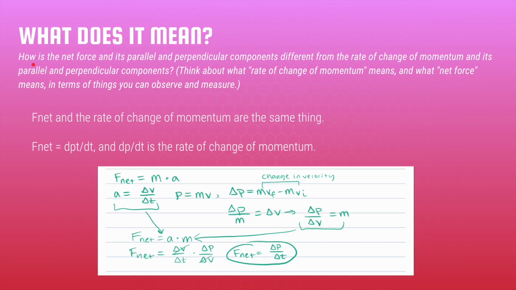So, what does it mean? How is the net force in its parallel and perpendicular components different from the rate of change of momentum in its parallel and perpendicular components? So actually, F net and the rate of change of momentum are the exact same thing. Here you can see the derivation of F net. You take acceleration, delta V over delta T, you derive delta P, which is just final minus initial, and when you plug them both into the F net equation, velocities cancel out and you get delta P over delta T.